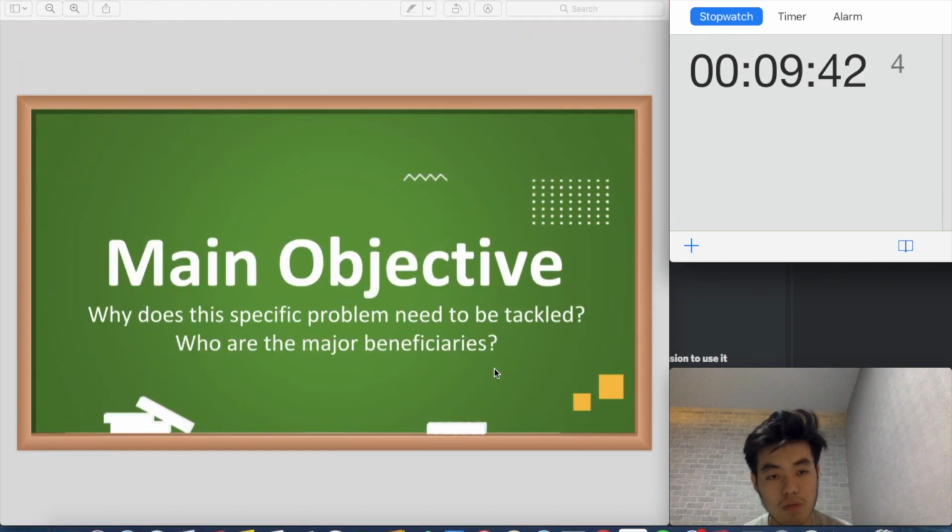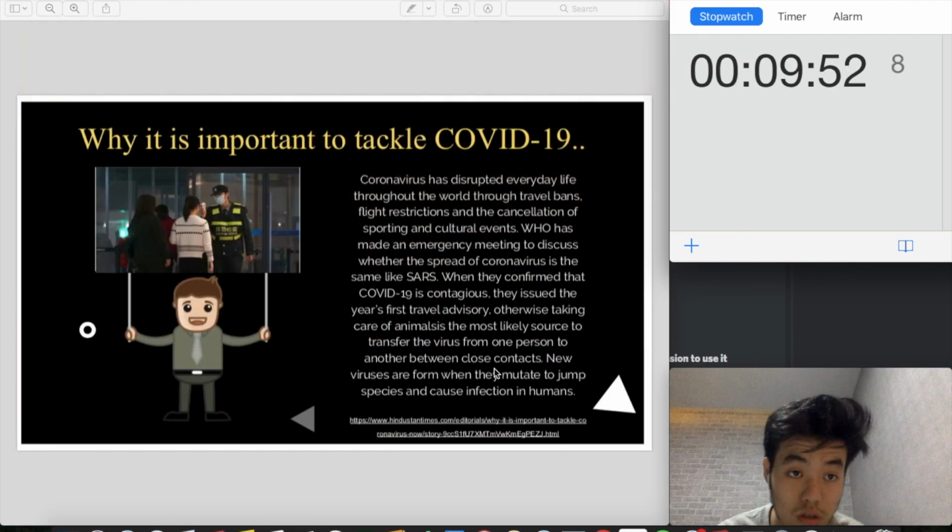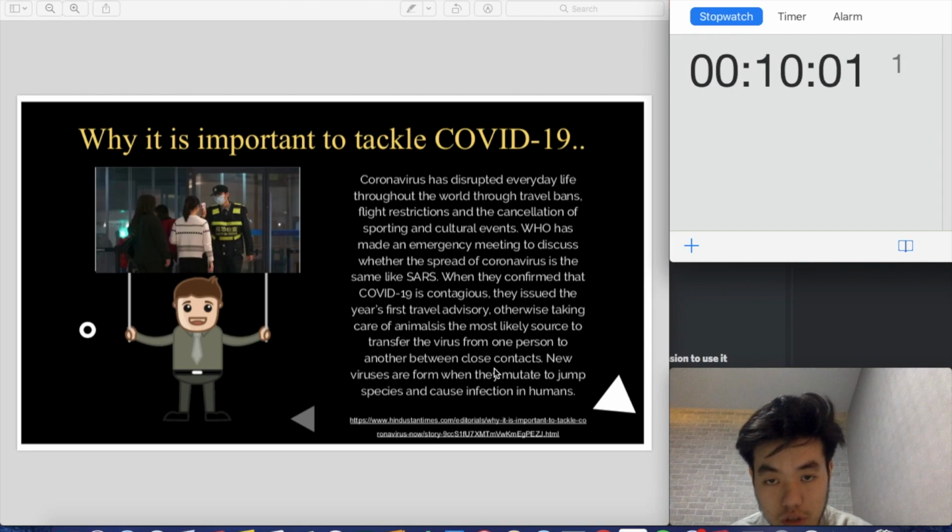So we are going to the main objective. There are two questions. Why does this specific problem need to be tackled? And who are the major beneficiaries? Why is it important to tackle COVID-19? Coronavirus has disrupted every daily life throughout the world through travel bans, flight restrictions and the cancellation of sporting and cultural events.